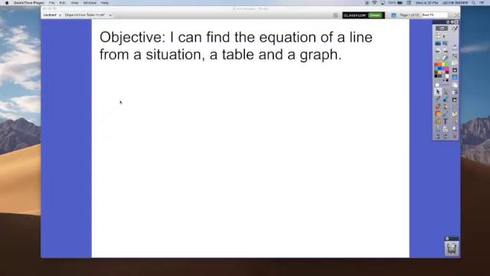Okay, guys, so here we go. We're going to do Thursday today. All right, so our objective today is that I can find the equation of a line from a situation, a table, and a graph. Okay? All right, here we go. Get that objective down for me.